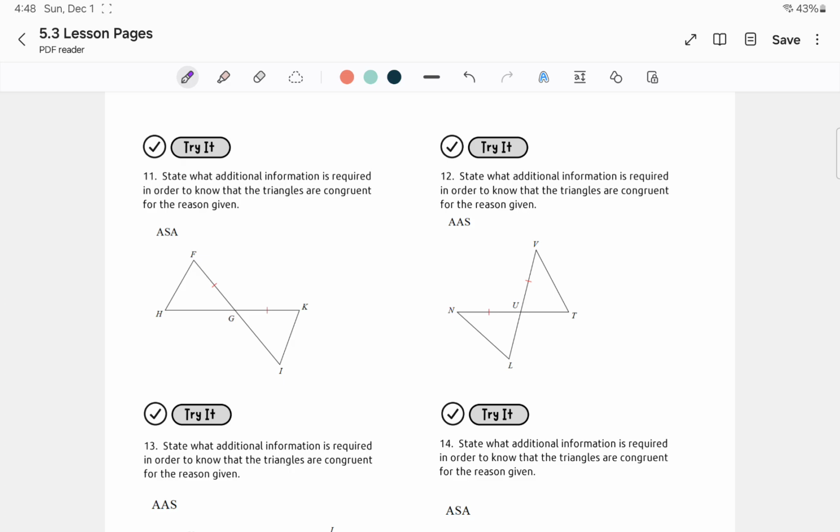All right, so for number 11, let's mark in the vertical angles right here and right here. And so this is angle, side, angle. So it's got to be 2 angles with a side in between. So what's not marked, that would give us 2 angles with a side in between? And that would be these angles right here. Okay, so it has to be angle F, which is congruent to angle K.